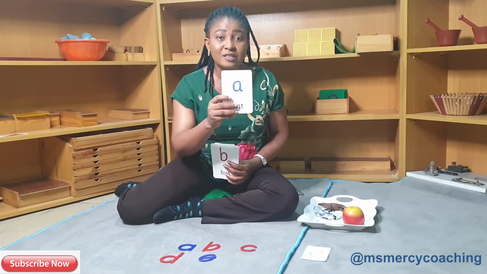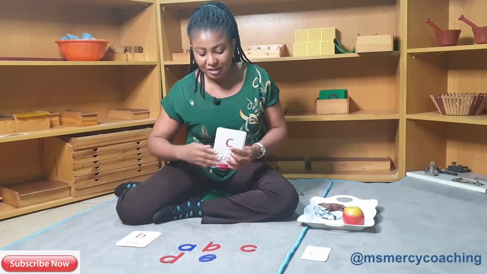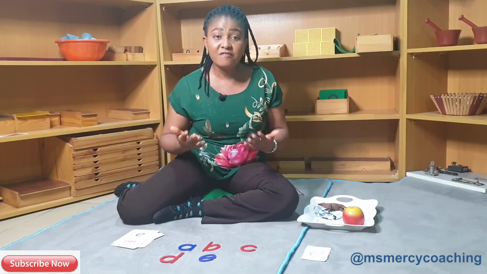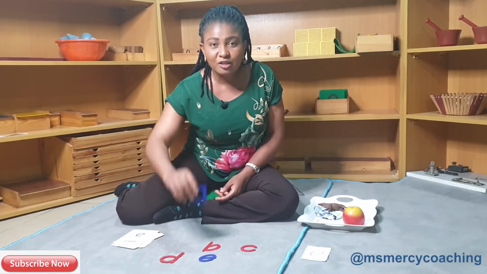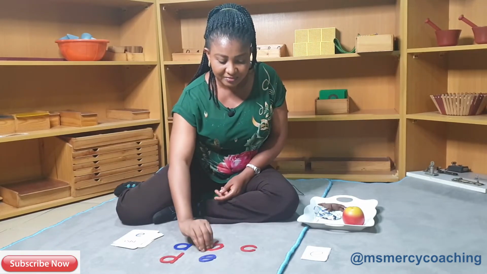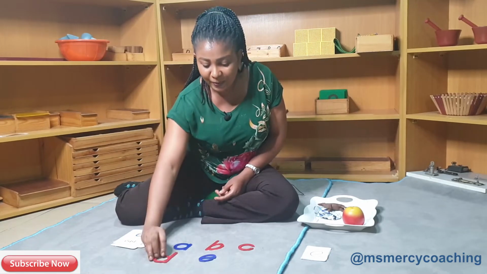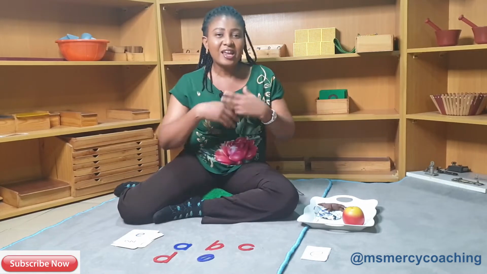This is the flashcard for the sound A, the flashcard for the sound B, the flashcard for the sound K, the flashcard for the sound D, and the flashcard for the sound E. If I don't have flashcards and I have stencils, I can also make do with stencils. The stencil for A, B, K, D, E.